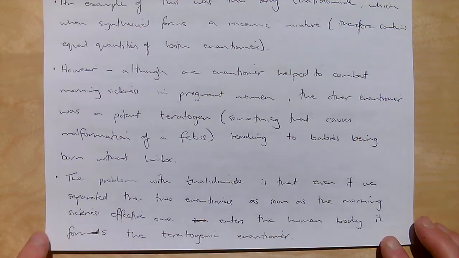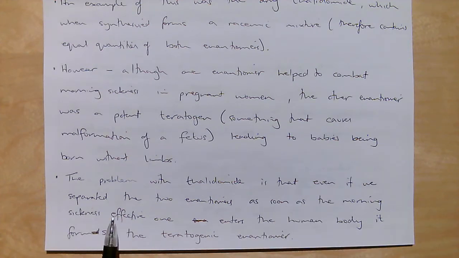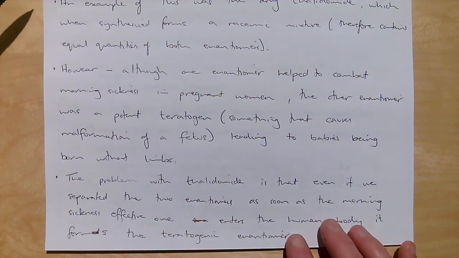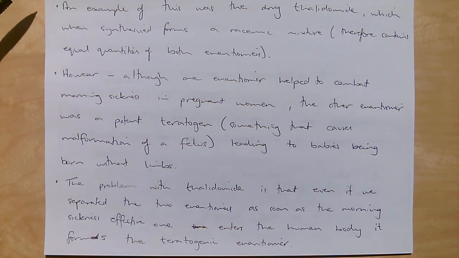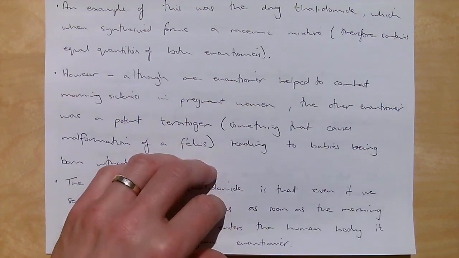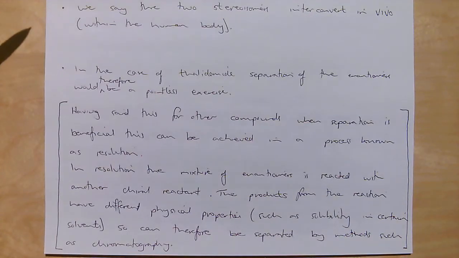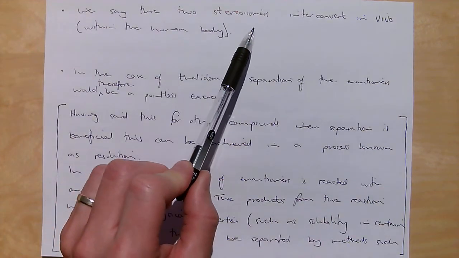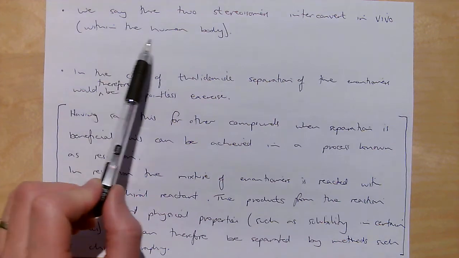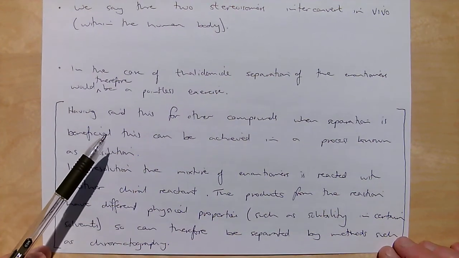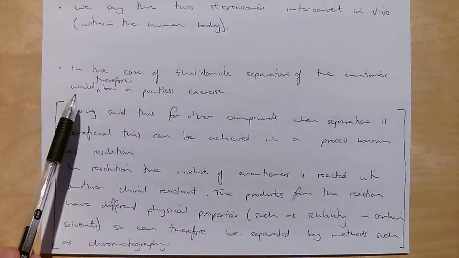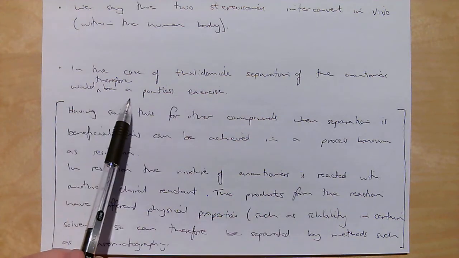The problem with thalidomide is that even if we separate the two enantiomers, as soon as the enantiomer that helps morning sickness enters the body, it forms the teratogenic enantiomer. You could spend a lot of money separating out the two different enantiomers of a drug, but as soon as they enter the body, the aqueous nature of the body means they immediately equilibrate and form the other enantiomer. So in this case we would say that the two stereoisomers interconvert in vivo, i.e. within the human body. In vivo means within life, within the human body. So in the case of thalidomide, separation of the enantiomers would be a pointless exercise.